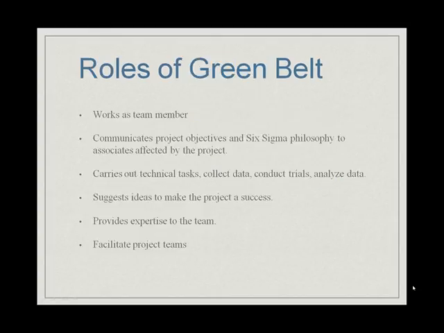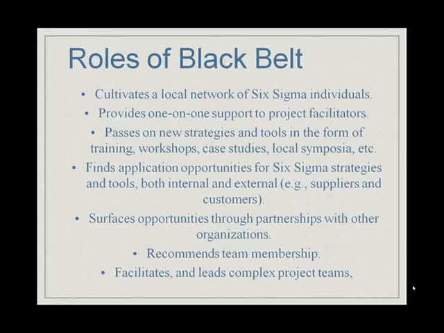The next level is the green belt. The green belt works as a team member. They communicate project's objectives, Six Sigma philosophy to associates affected by the project. They carry out technical tasks, collect data, conduct trials, analyze data. They suggest ideas to make the project a success. Again, quite often they provide some level of expertise to the team and they facilitate project teams.